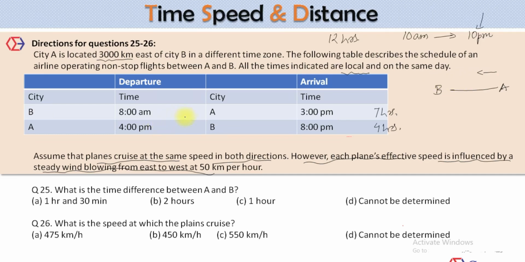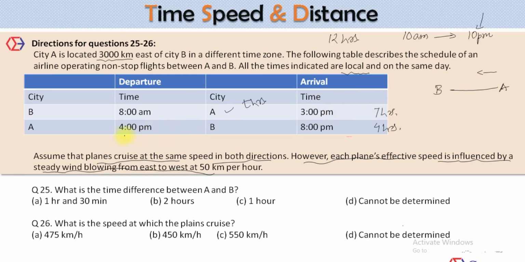Fine. Now the time gap is not given here. How do we write it? B2A. Let's say city A is T hours ahead of city B. City A is T hours ahead of city B. That means if you're taking 7 hours, the effective time would not be 7 hours. It would be less than that. Because the clock of city A is T hours ahead of city B. That's why it will save you more time.